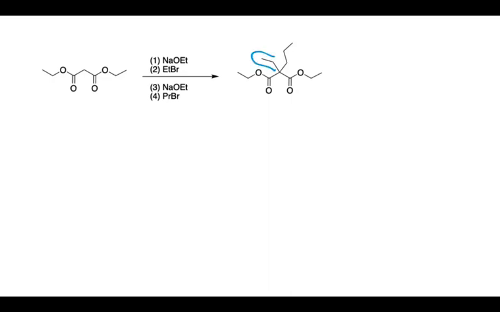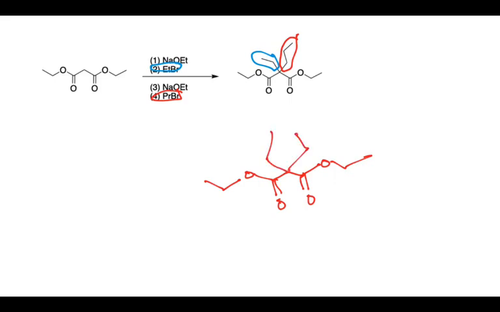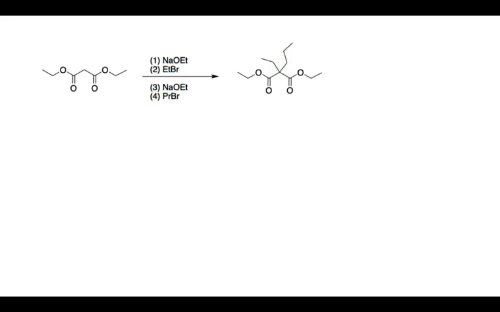So ethyl is here, and propyl is here. Great. But what if we wanted to make something that had two ethyl groups or two propyl groups? Let's go for two ethyl groups. What would happen here?